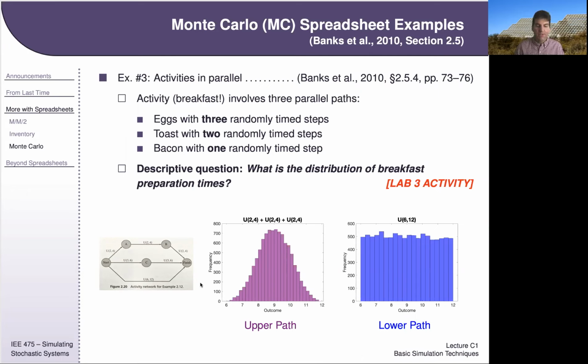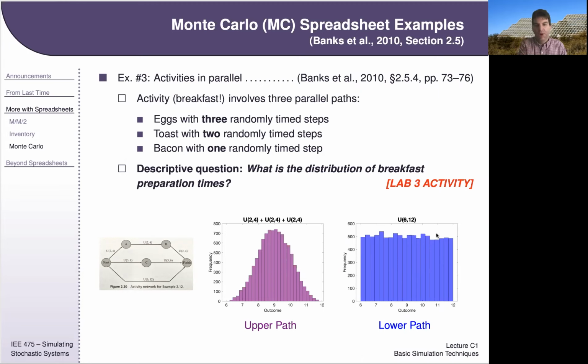And both of these paths have an average of 9 minutes. But the fact that the lower path has a lot of mass out here above 9 minutes is going to be one of the reasons why your average time for all paths together is going to end up being longer than 9 minutes, even though the average for each individual path is 9 minutes.